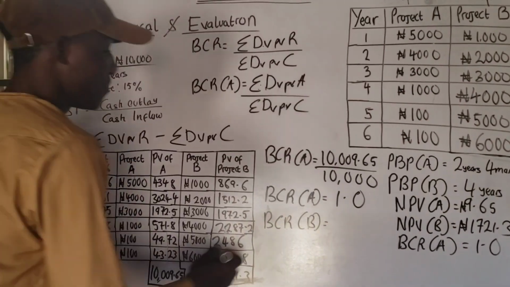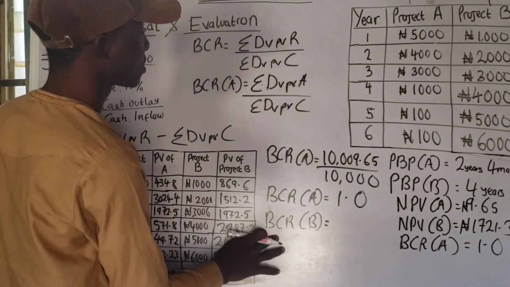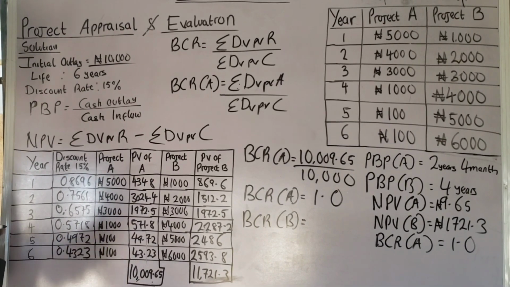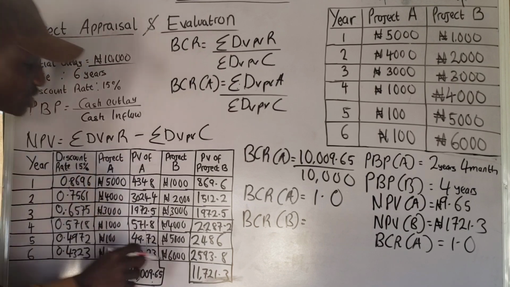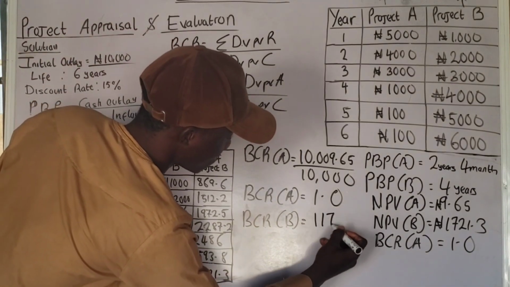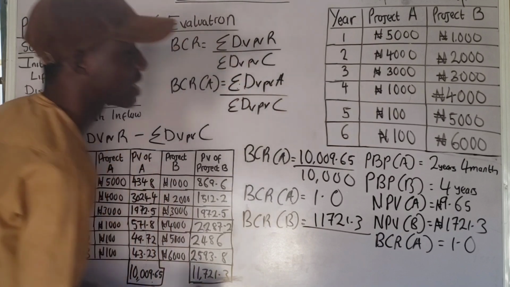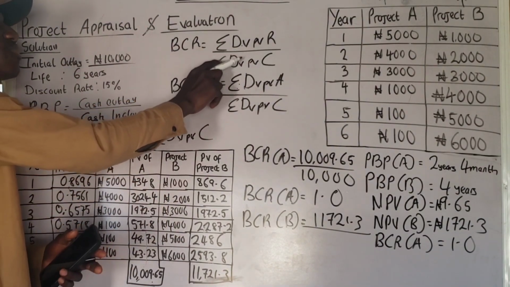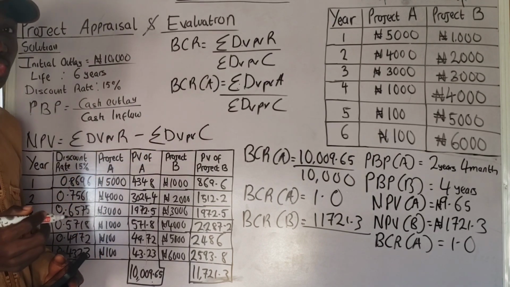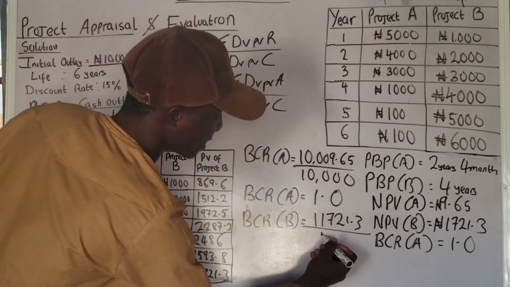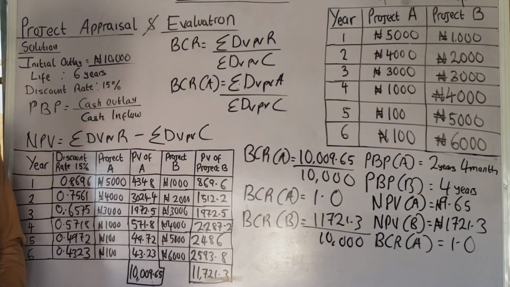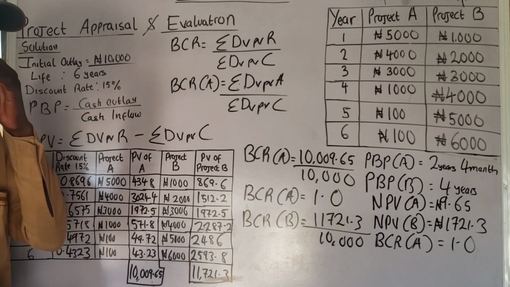So let's get the benefit cost ratio of B. The benefit cost ratio of B will be equal to the sum of the product of the discount value and the present value of the revenue gotten from B, which is 11,721.3, all over the sum of the product of the discount value and the present value of the cost. You understand? So for this, I'm going to have this over 10,000 naira. The reason why, pay attention, the reason why we are making use of this 10,000 naira directly is because we didn't have various costs. We are not given it in a table.